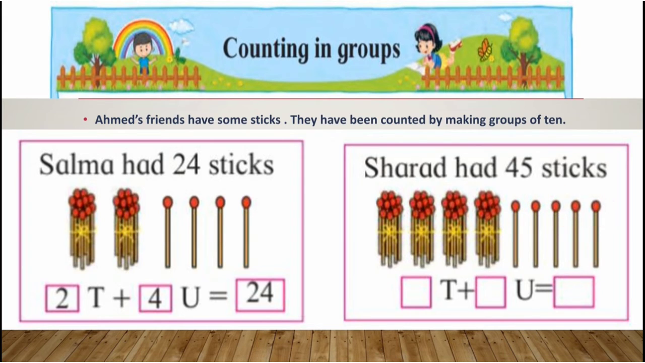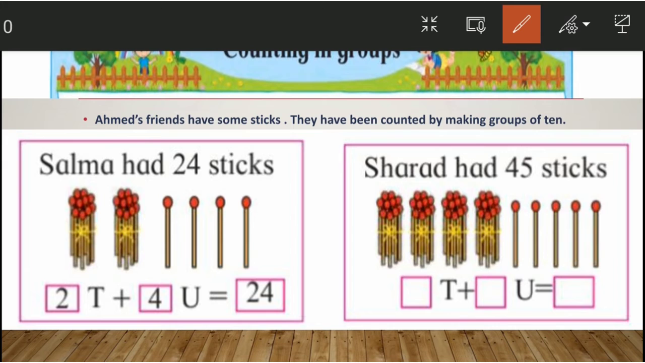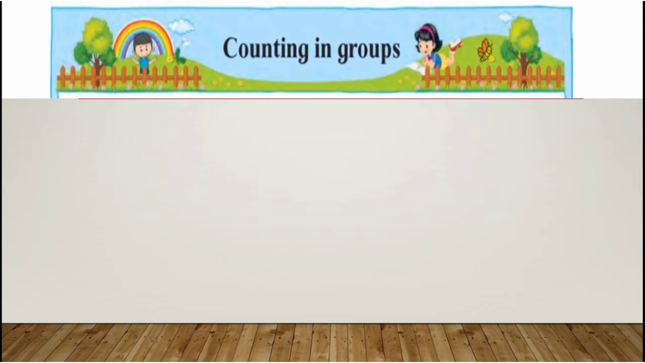So how can we write here? We can write 4 tens means 40, and 5 units means 5, which is equal to 45. Okay, so we can write like this. Students, see next now.